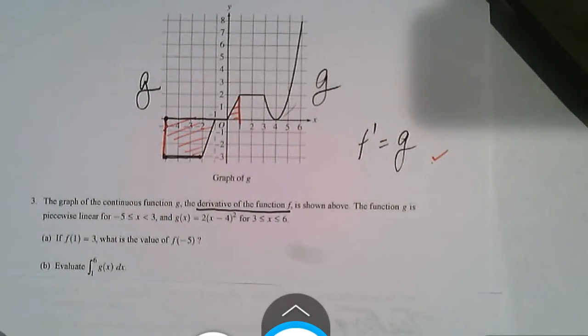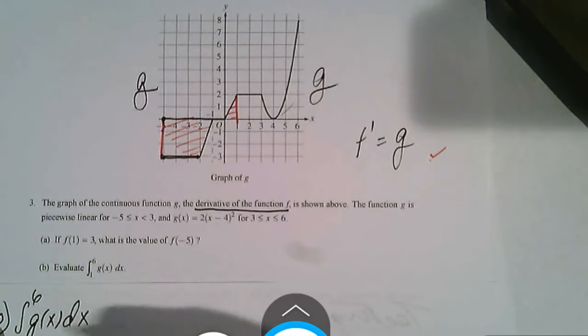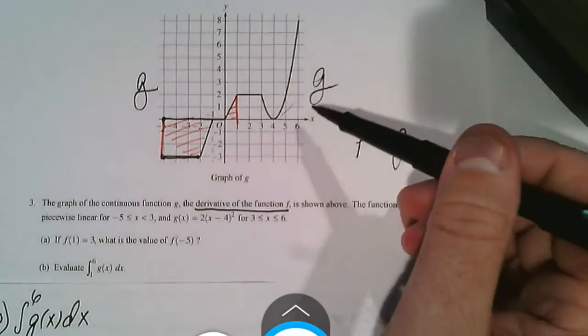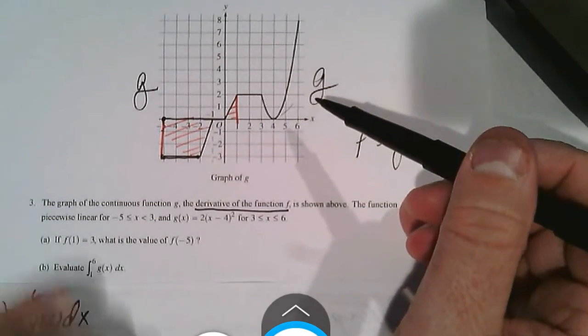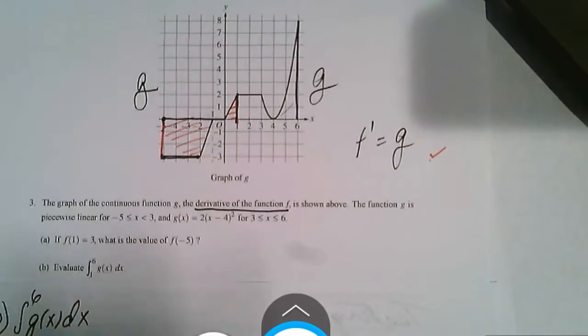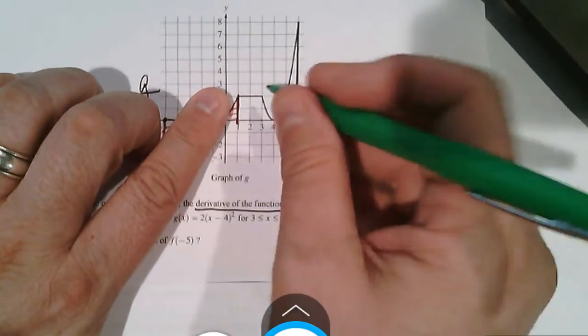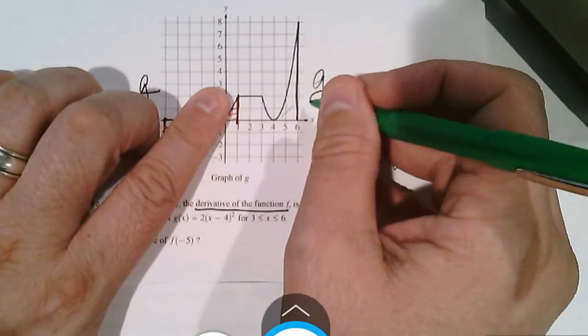In part B, they ask us to evaluate the integral from 1 to 6 of g of x dx. That means they want me to find the area underneath the curve from 1 to 6. We've got the graph of g. This time we want the area from 1 to 6. So let me get a different color. To find that area, let's see what's going to happen this time. Everything is above the x-axis, so we have positive area.